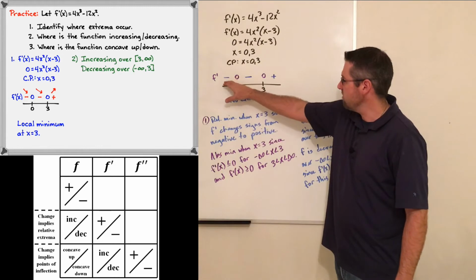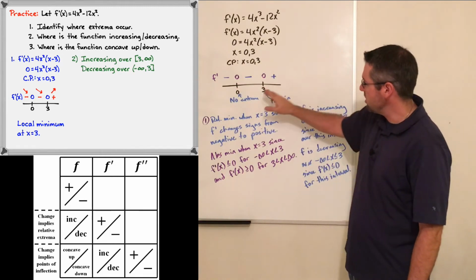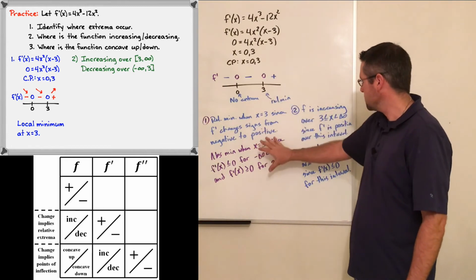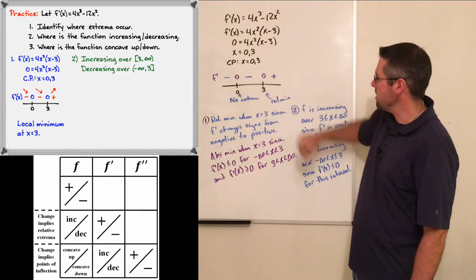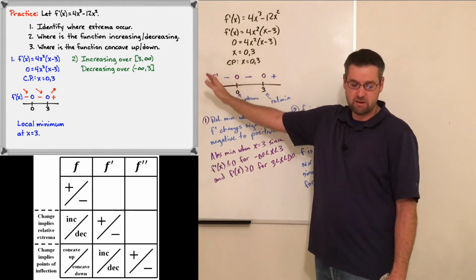We checked the signs of f prime, we got negative, negative, positive, so we can see that we have a relative minimum at 3. It's also an absolute minimum at x equals 3 for that justification. We can see that f is increasing over the intervals for which f prime is positive. We can see that f is decreasing over the intervals for which f prime is negative.